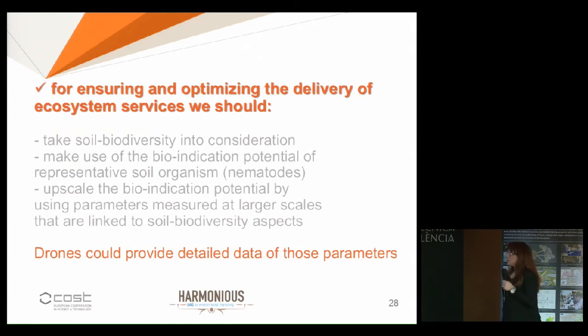As a takeaway message, I would say that for ensuring and optimizing the delivery of ecosystem services, we should first take into consideration soil biodiversity, make use of the bioindication potential of representative organisms like nematodes, and upscale this bioindication potential by using parameters measured at larger scales that we found or that we will find to be linked to soil biodiversity aspects.